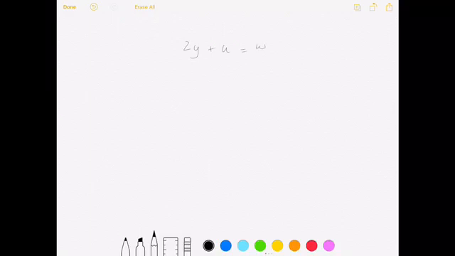So we've got 2y plus u equals w, and we're changing the subject to y. At the moment you get rid of anything being added or subtracted from your subject first. So we have 2y equals w minus u, and then we want rid of that 2 that's multiplying it, taking it over to our side, we divide by the 2.